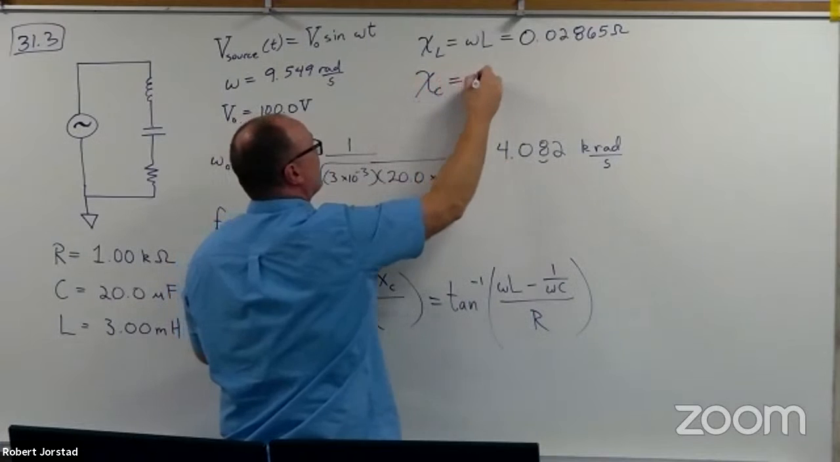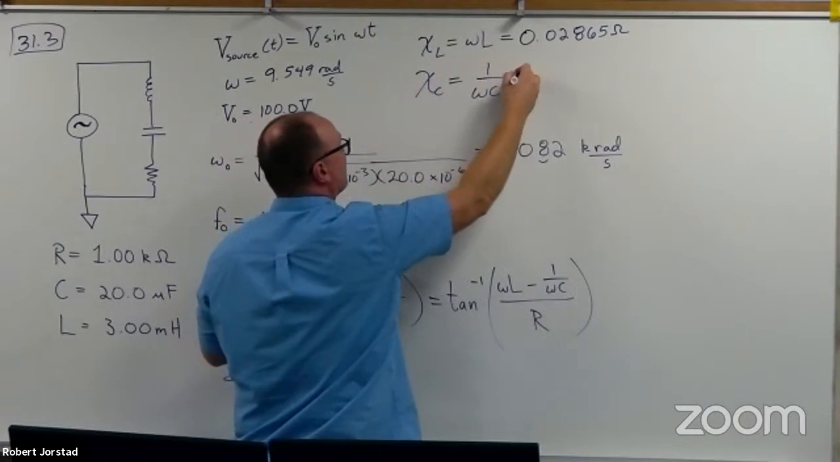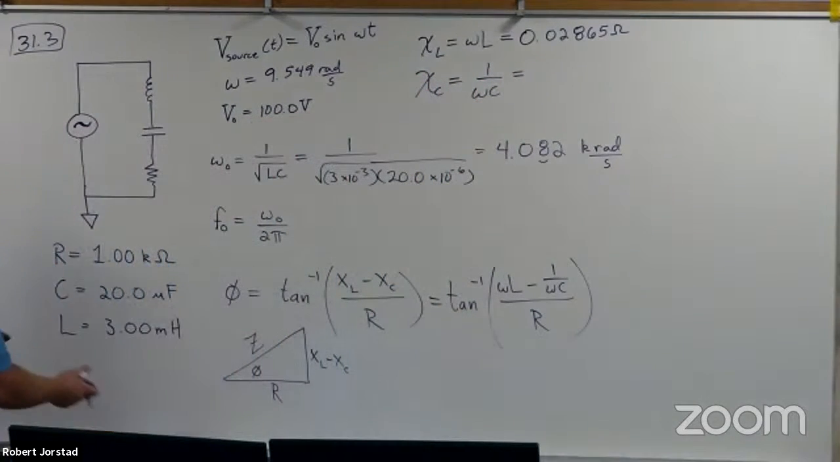X sub C, that's 1 over omega C. There it is. So that's 20e negative 6 times 9.549. And then I gotta, let's see, I need to 1 over that one, not square root it. Whoa.